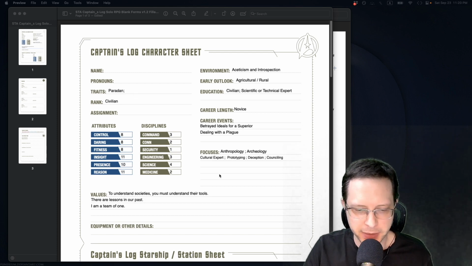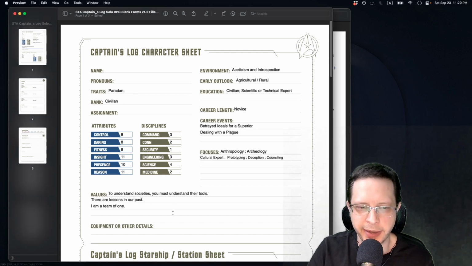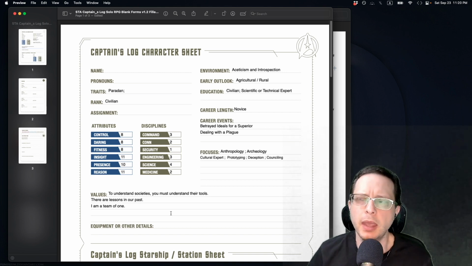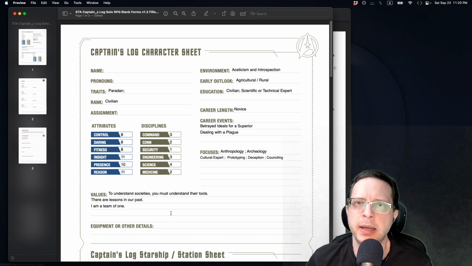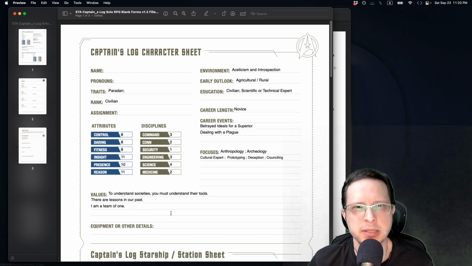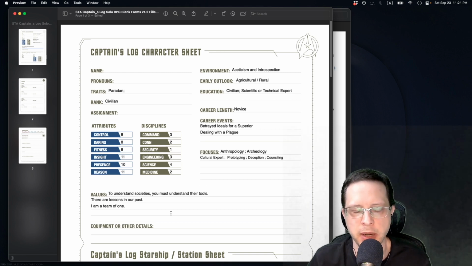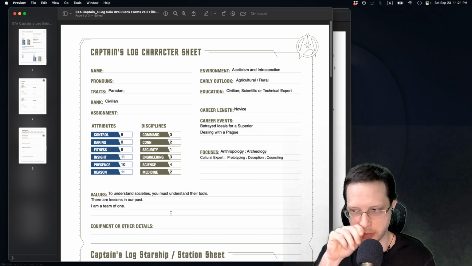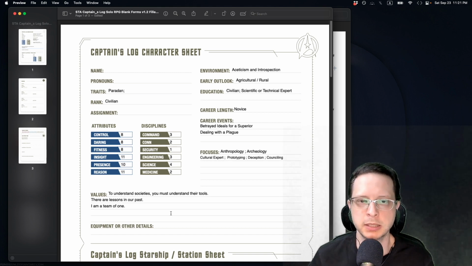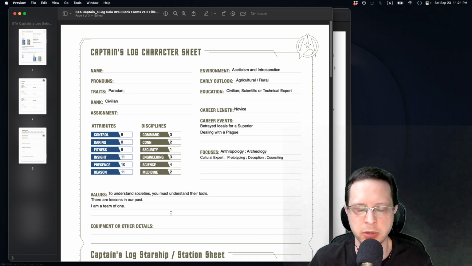Okay, so I was thinking about this, and I was thinking about how it would be good to have a value that embraces the idea that the truth can be difficult to accept, touching back onto both of the career events that happened to our character. Both the counseling and also the whole betraying ideals for the superior because of wanting to not end up severely harming their career.